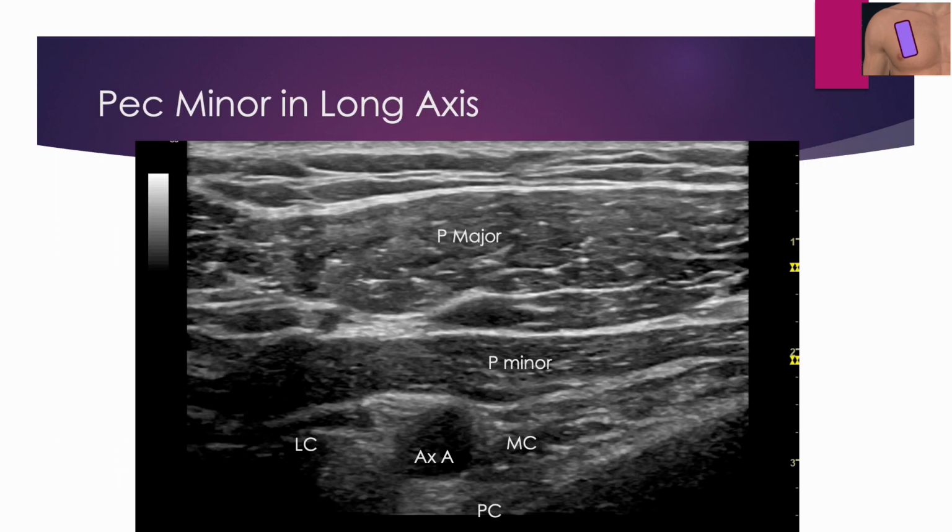In long axis view, the left side is proximal. You will see these layers: the pec major muscle, pec minor muscle, the axillary artery, and around it the cords with, at the inferior portion, the posterior cord. To the left side is the lateral cord, and the medial cord is to the right.